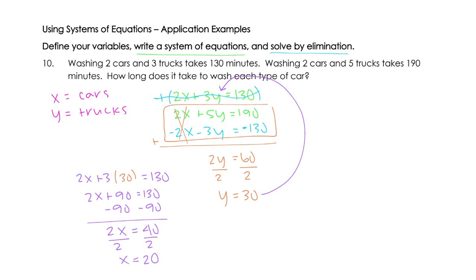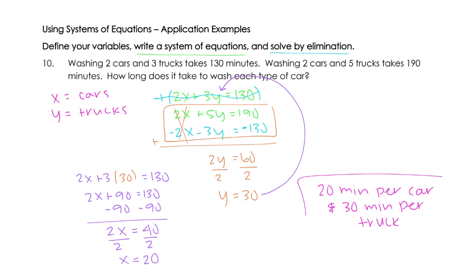Now, because this is a word problem, we need to make sure we answer in words. So it would take 20 minutes per car and 30 minutes per truck. And that would be our final answer. So again, remember, with a word problem, we would not answer with an ordered pair. It needs to be an actual sentence, or not necessarily a complete sentence, but at least a thought on the paper about what the answer would be in words. With labels would be my biggest thing. It's got to have the labels with it.